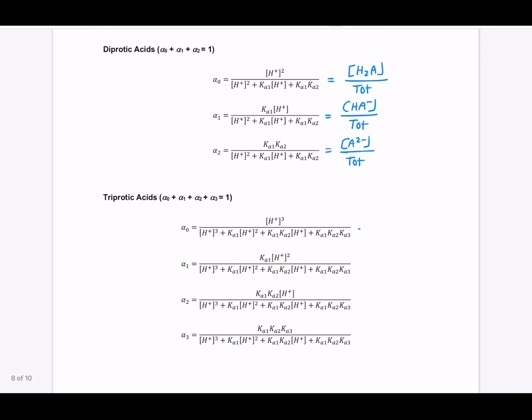And this one would be obviously H3A over the total, H2A minus, HA2 minus, and A3 minus.